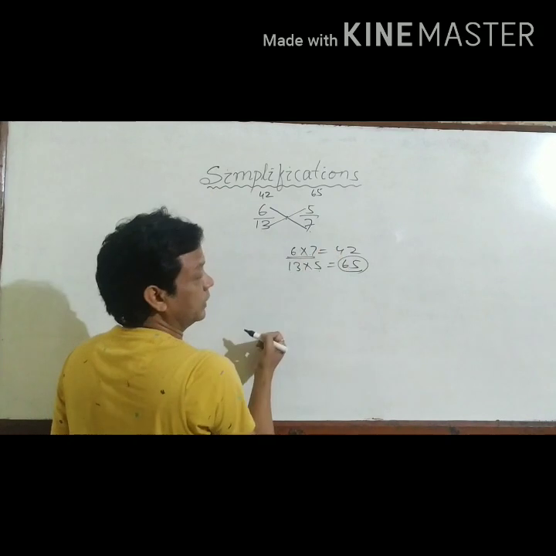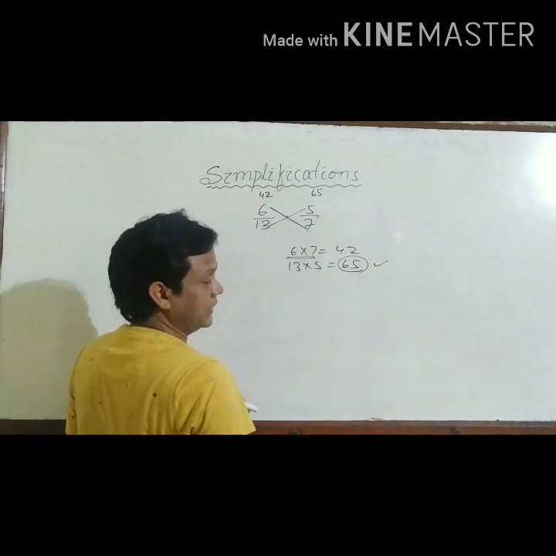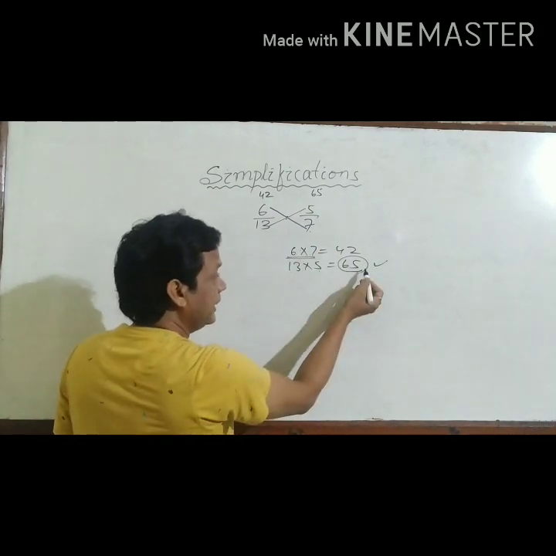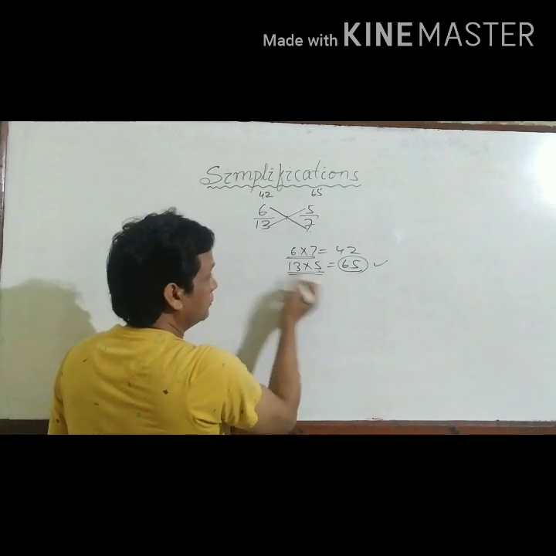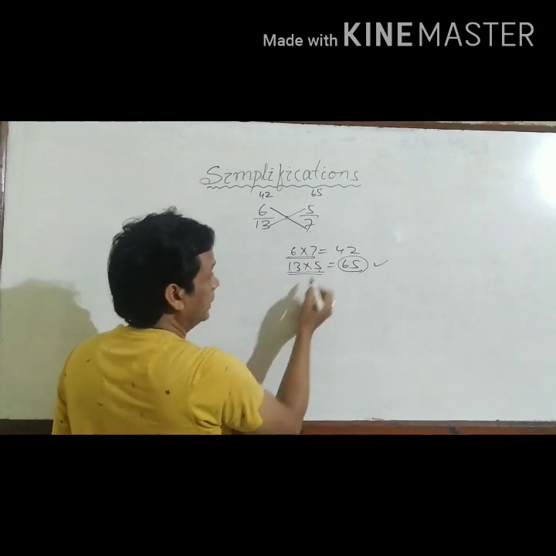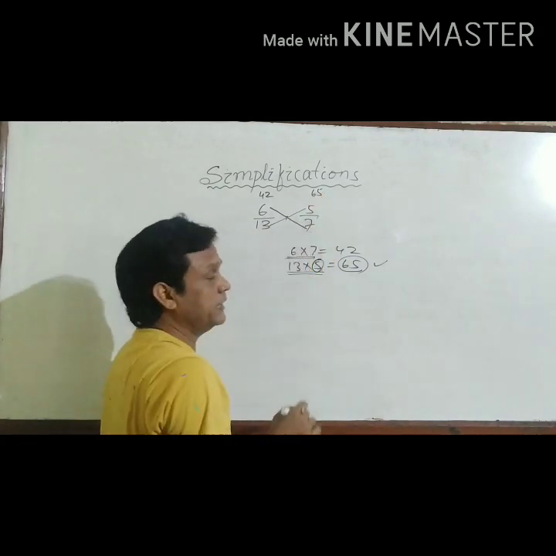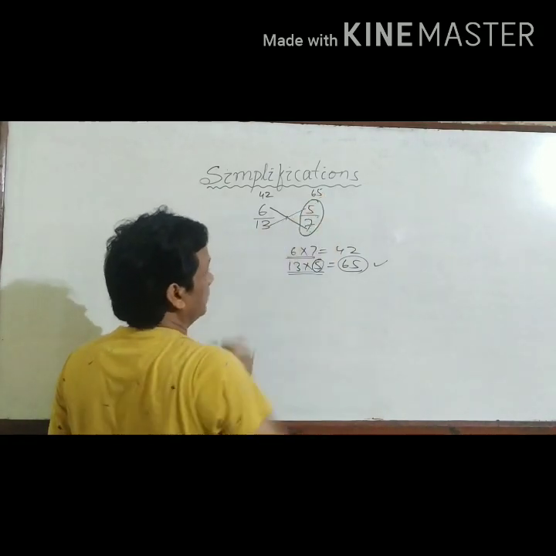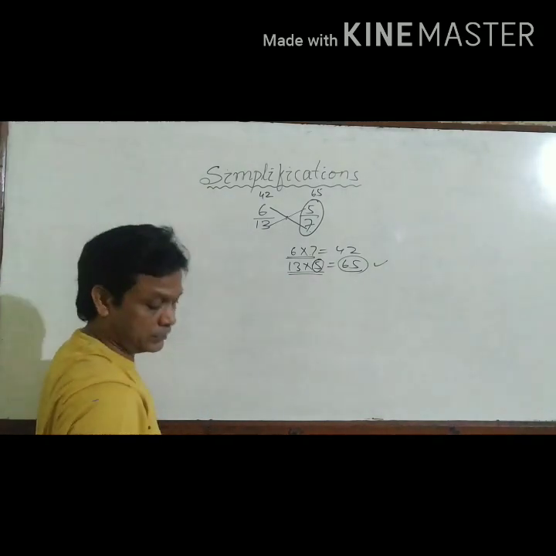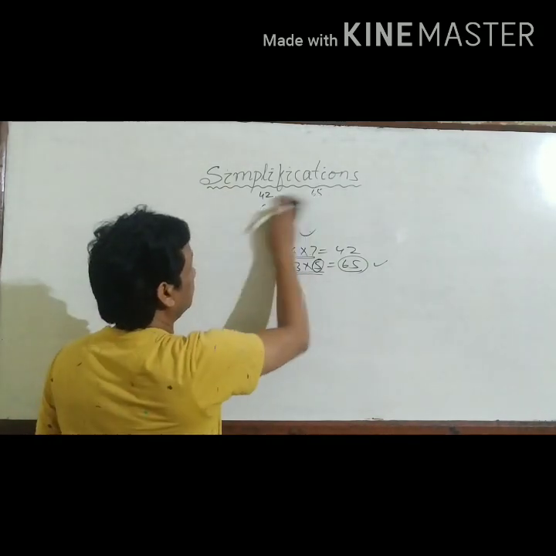And compare with the numerator. Here 65 is the larger one, and in 65 you have to select the numerator, and the numerator is 5. So the fraction whose numerator is 5 is the larger one. That means 5 by 7 is the larger one. Clear? Now see here.